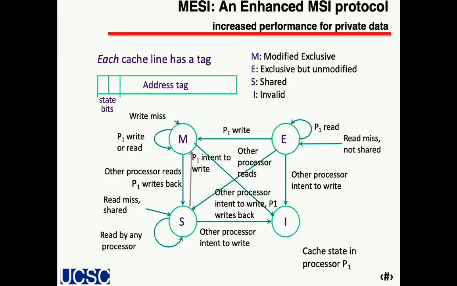Later in the lecture, I'm going to cover an additional state called O, for owned, and that will handle that case. But it's not the only one that handles that case. Some people refer to it as the F state, or the forward state. But yes, to answer your question, more sophisticated protocols can definitely send data between each other on chip rather than going to memory.